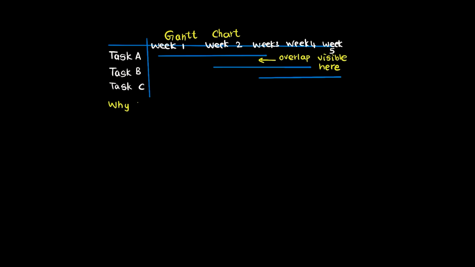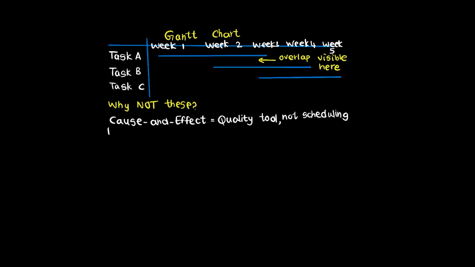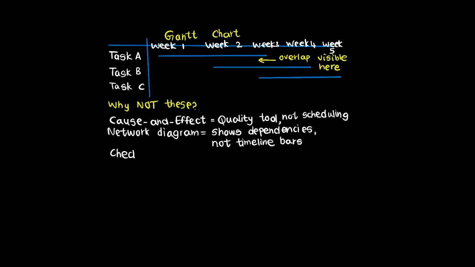A cause and effect diagram is a quality tool for brainstorming causes of a problem. It has zero connection to scheduling or timelines. A network diagram shows task dependencies, which tasks must finish before others can start. And it is used to find the critical path, but it does not lay tasks out on a calendar timeline for a quick visual snapshot. A check sheet is a data collection tally form for counting defects or events, nothing to do with scheduling.